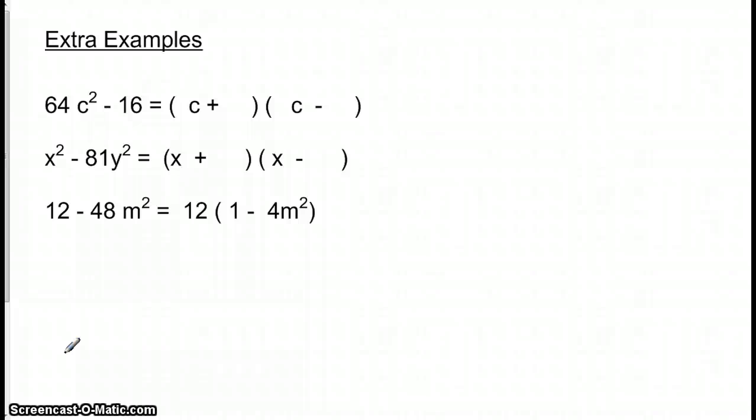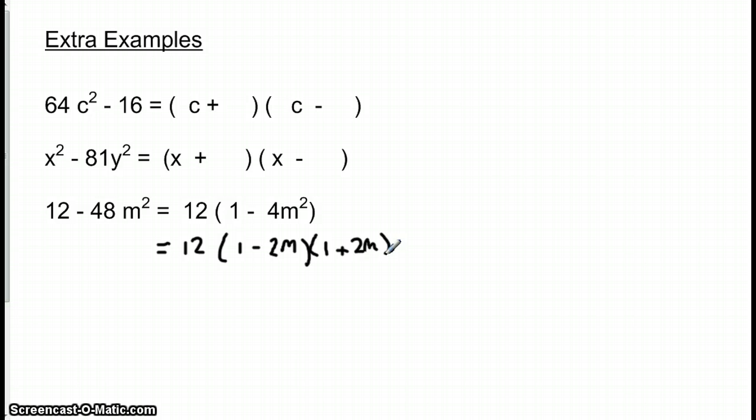And in the third, a little more complicated, remove the greatest common factor first. So you're going to take 12 times the quantity 1 minus 4m squared. Then you can break that down into the difference of two squares because 1 is a square and 4m squared is a square. So in this case, we're going to have 12 times the quantity 1 minus 2m, and then 1 plus 2m. It's just a matter of seeing that it matches the pattern, and then it's not hard to factor at all.